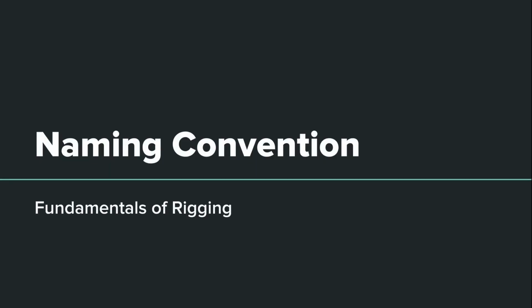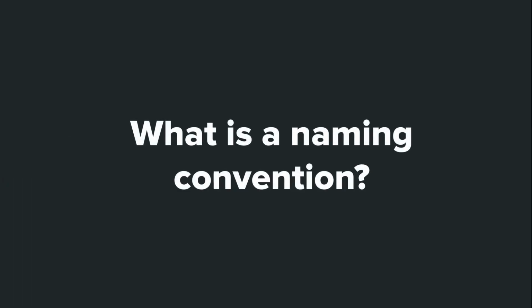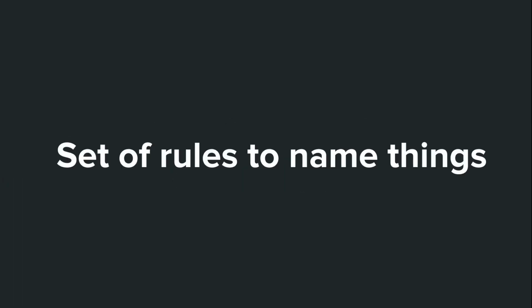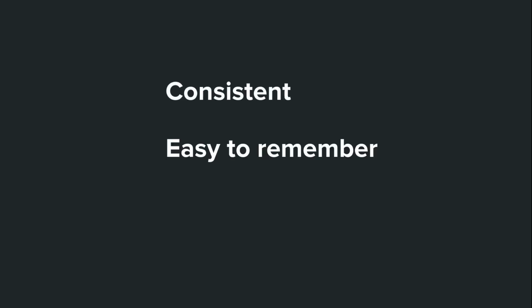Naming things in your scene, especially your bones, is a super important habit to get into early on. So in this lesson, I'd like to take a little bit of time to talk about my naming convention and your naming convention. First, what is a naming convention? It's a set of rules that you stick to when you're naming things. This makes things consistent, easy to remember, and hopefully logical.